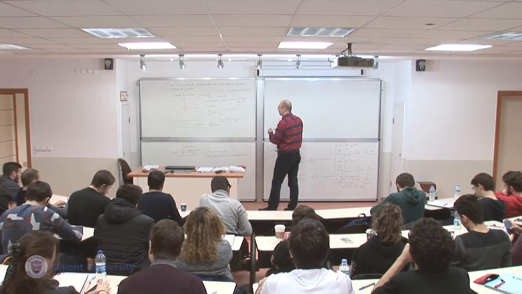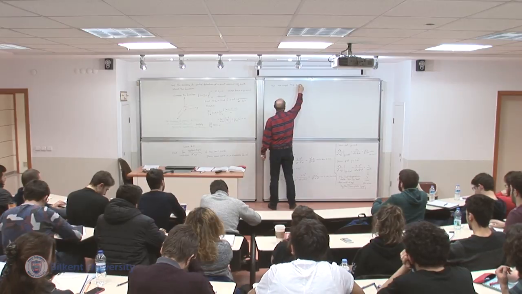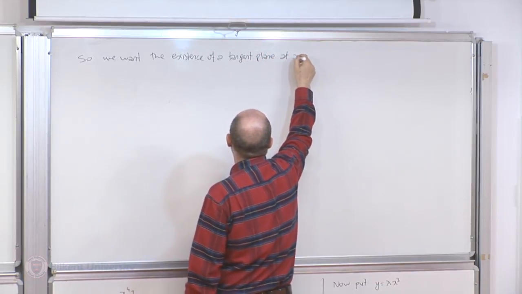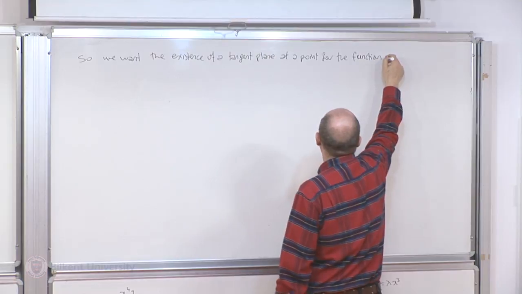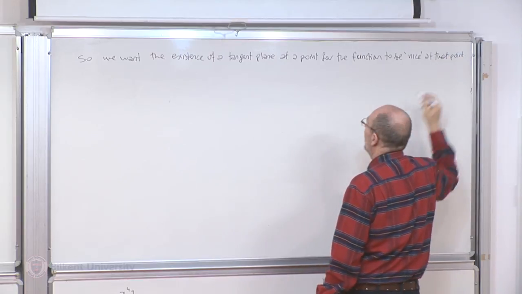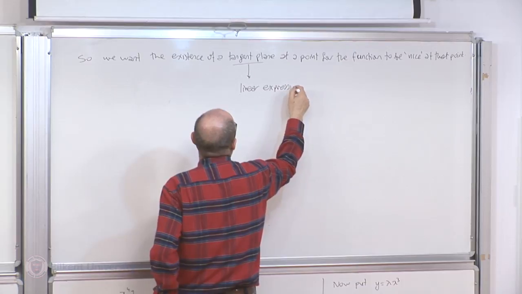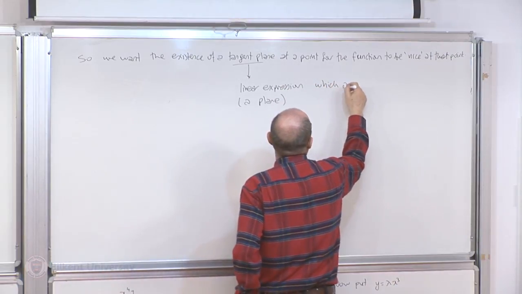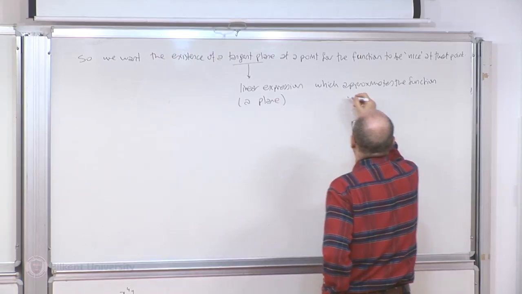Okay, so let me mention this. So we want the existence of a tangent plane at a point for the function to be nice at that point. Okay, here tangent plane, so this is a linear expression algebraically, or a plane geometrically, which approximates the function around that point.